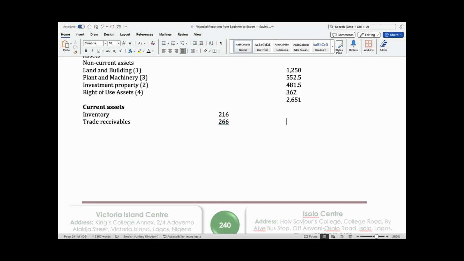Okay, let me add this 216 plus 266. That should be 482. Am I correct? Yes. Okay. So my total assets would be 482 plus 2651. How much is that? 3133. Okay. So let's go to equity and liabilities.